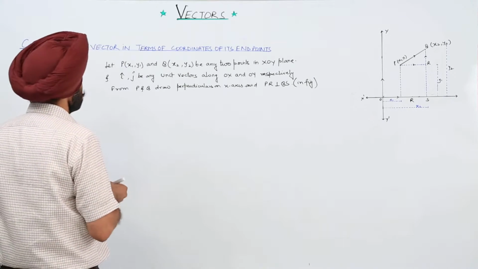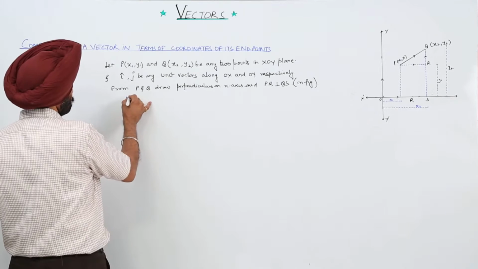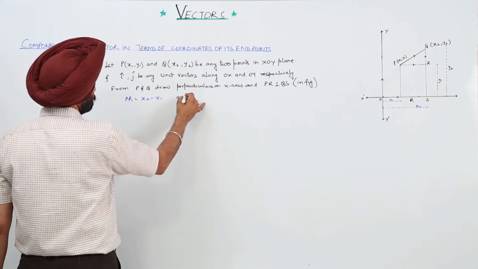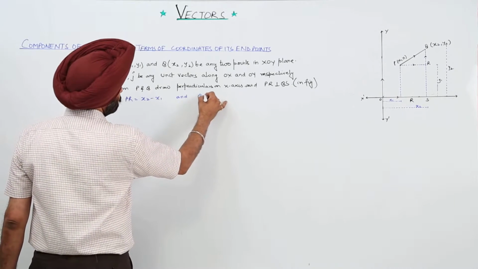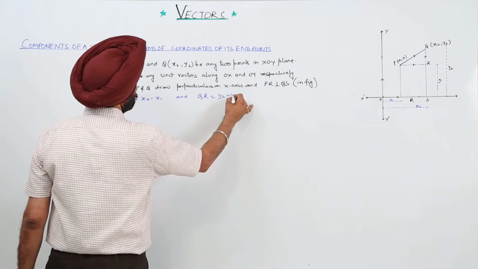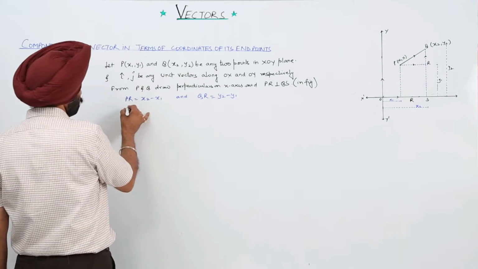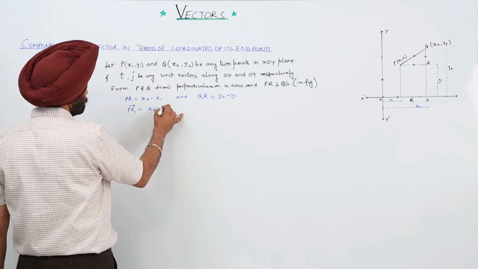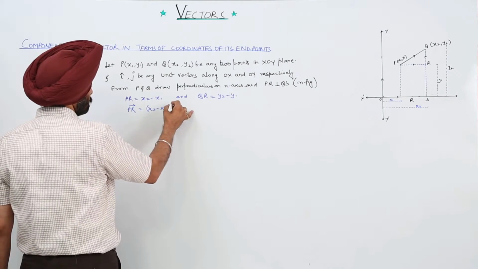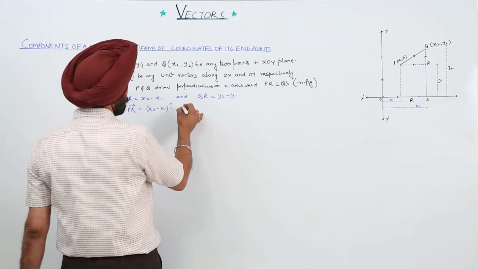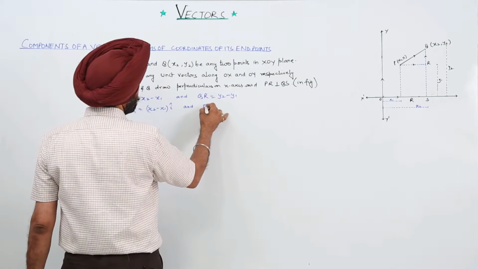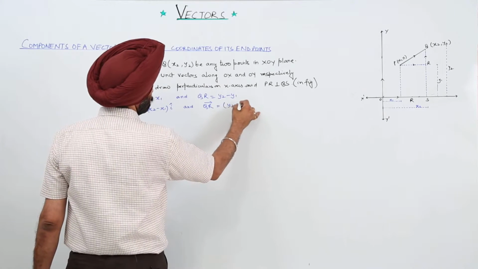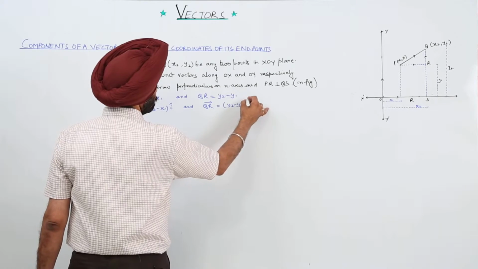Now PR is equal to x2 minus x1 and QR is equal to y2 minus y1. Now vector PR is equal to x2 minus x1 with unit vector i cap and vector QR is equal to y2 minus y1 with unit vector j cap.